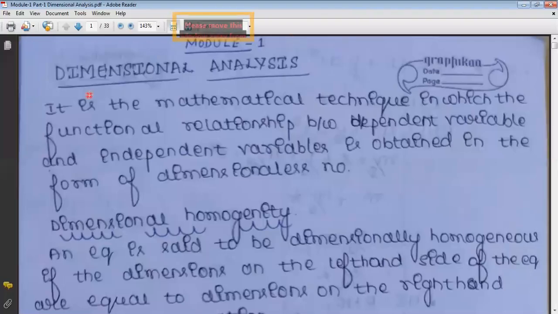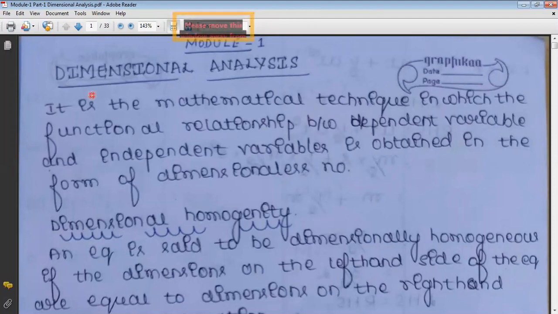Hi everyone. Today we'll discuss dimension analysis. This chapter usually comes in applied hydraulics. In module one, there is a very first chapter, dimension analysis. The prerequisites for this are the different fluid properties, which you have already studied in fluid mechanics, and different flow properties, and the units of all the fundamental physical quantities.